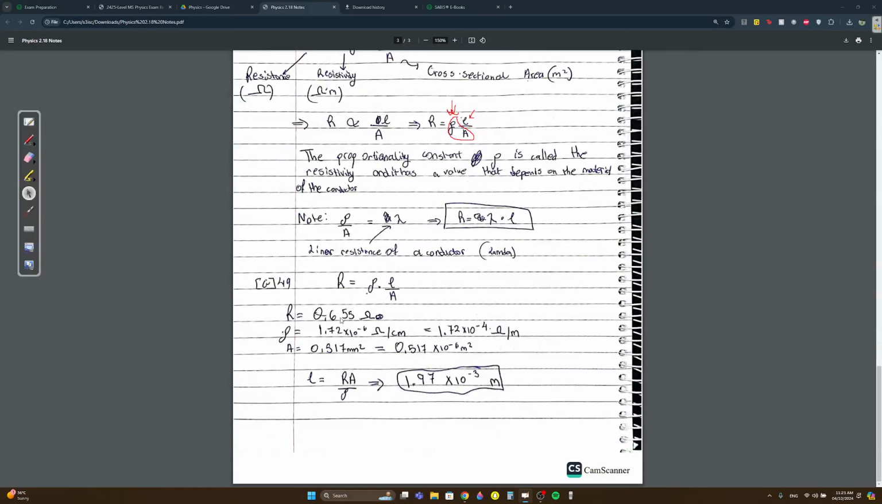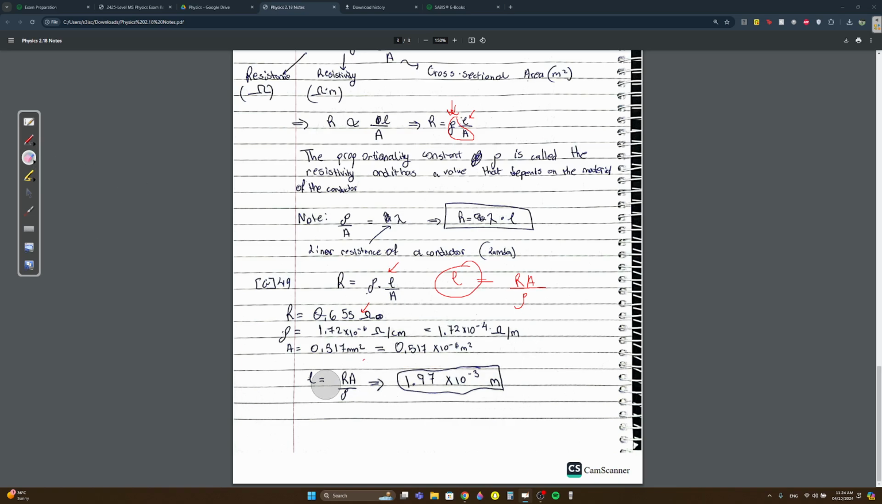Here they gave you the resistance, they gave you rho, they gave you A, and they want you to find the length. You just substitute. Length would be equal to, take rho to the other side, R over rho, and then multiply by A on the other side. It comes out like this, and then you just substitute the values. You'll get L. Not hard.